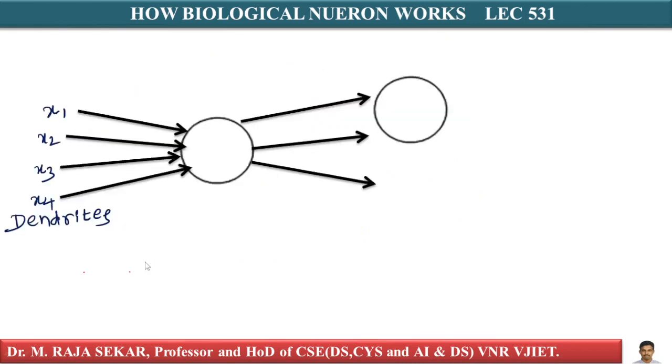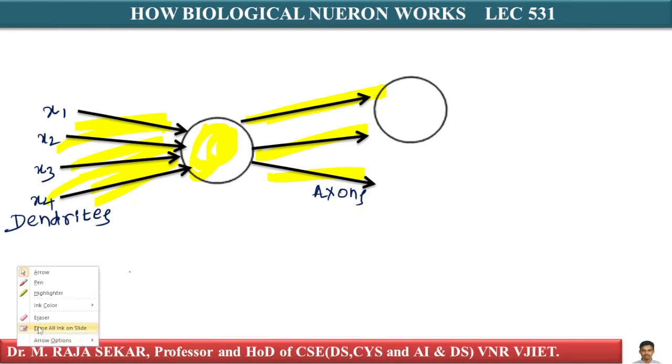Let's represent dendrites as edges. These are known as dendrites, inputs of this neuron, isn't it? And edges with directions like this. These are the edge directions, and axons are edges going out from this neuron. Axon means it's going out from the neuron, isn't it? That is axon.